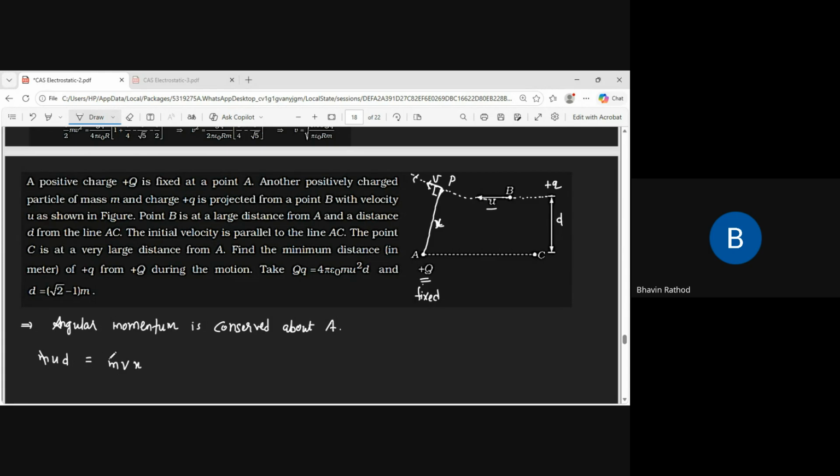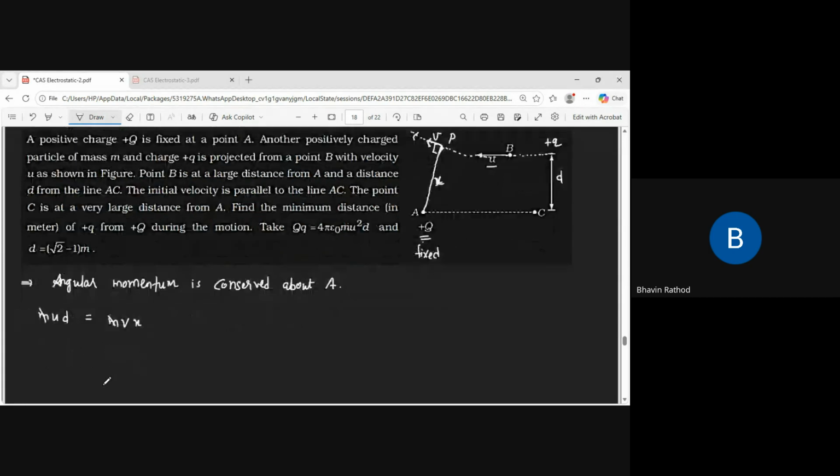All right, so we lose the m from both sides, and we can say that ud is equal to vx. That's equation 1. Second, the force is conservative, so the total energy will be conserved as well. So we can say that at this point, let us call this point D here.